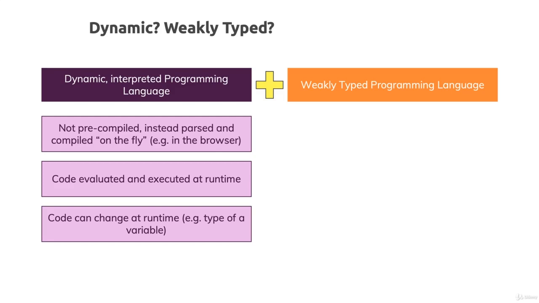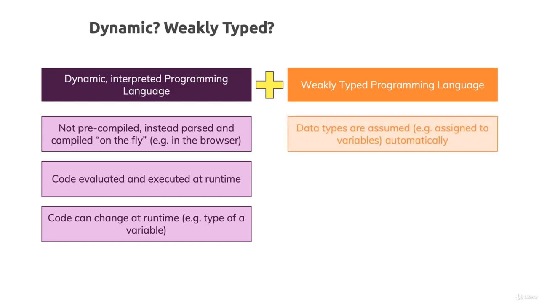Now, what about the weakly typed part here? This means that when we work with data in JavaScript, for example, text data or numbers, you don't have to tell JavaScript that you're going to work with a text now or going to work with a number now. Instead, data types are assumed, are inferred automatically, so to say. That's also related to this dynamic nature, where data types can also change from one line to another.